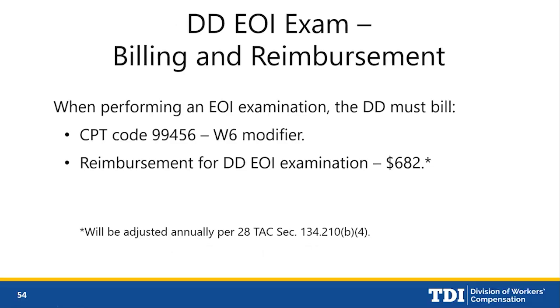So let's look at other types of exam bills besides maximum medical improvement and impairment rating. The extent of injury exam is where the designated doctor has been asked to give their opinion on the extent of the compensable or the payable injury. They should bill 99456 W6, reimbursement of $682, and that amount is, of course, subject to change based on the MEI. Keep an eye out for those increases every January.